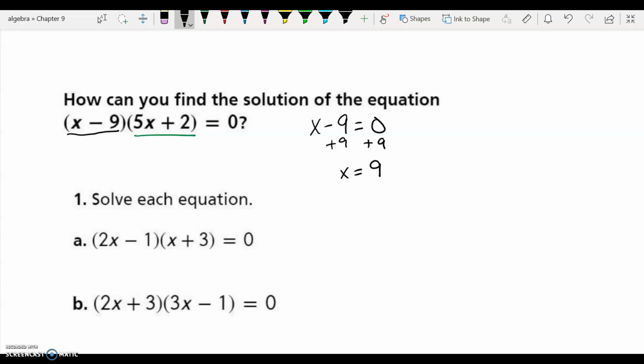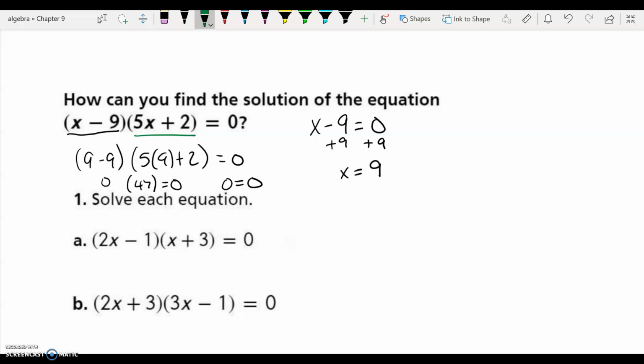And here's how it works, because if I plug in 9 for x, you get 0 here times 5x plus 2, but 0 times anything is 0. So that's why it's one of the answers. But you also need to do it with the other part. So 5x plus 2, set it equal to 0. And we're just going to leave them as fractions, so x equals negative 2/5.